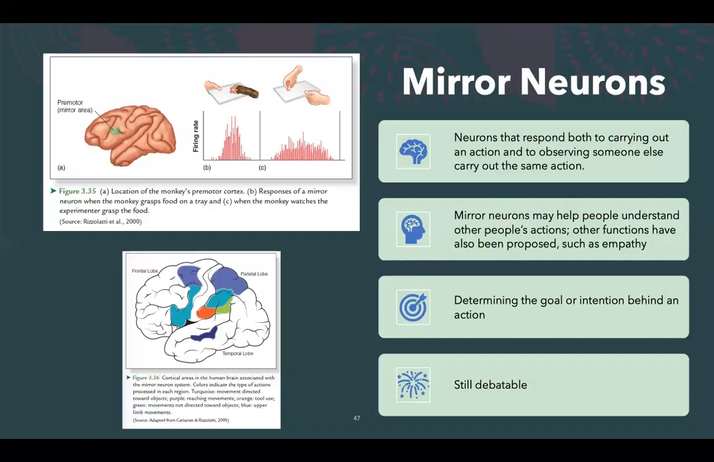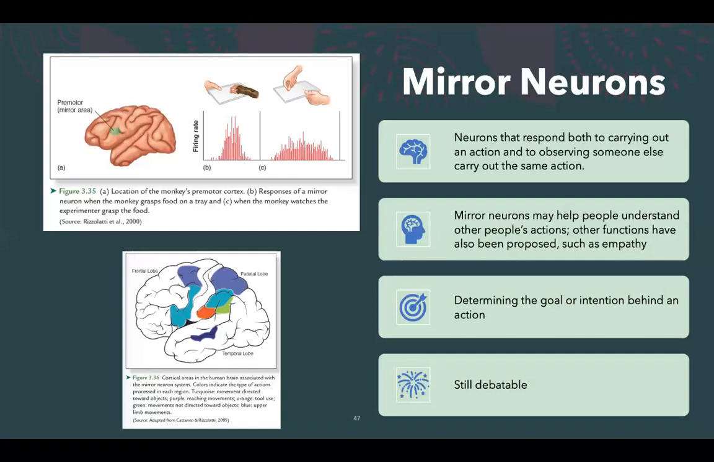So what is the purpose of these mirror neurons? One suggestion is that they are involved in determining the goal or intention behind an action. The exact function of mirror neurons in humans is still debatable, with some researchers assigning mirror neurons a central place in determining intention and others questioning this idea. So mirror neurons are still a debatable topic in perception.